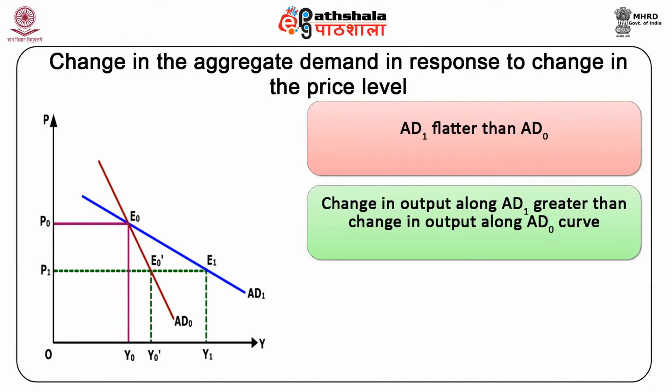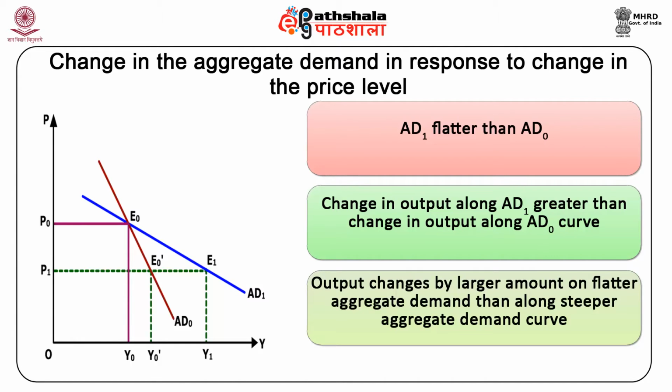Thus, the change in the output along AD1 is greater than the change in the output along AD0 curve. Thus, for a given change in the price level, output changes by a large amount on the flatter aggregate demand than along the steeper aggregate demand curve.